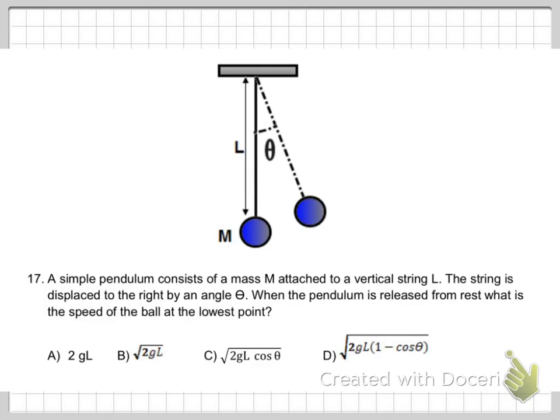Number 17, a simple pendulum consists of a mass M attached to a vertical string of length L. The string is displaced to the right by an angle theta. When the pendulum is released from rest, what is the speed of the ball at the lowest point?